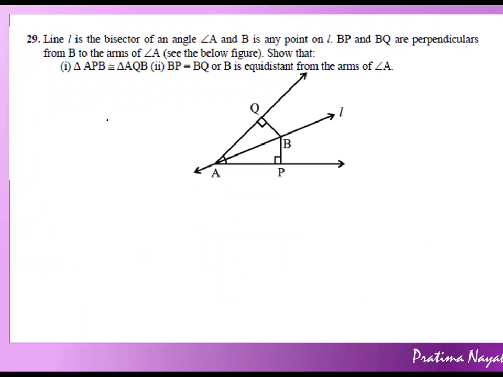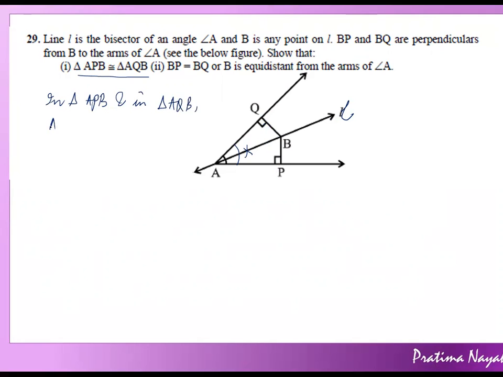Next, the line L. L is the line. It is the bisector of angle A. B is any point on it. BP and BQ are perpendiculars, given at 90 degree, shown in the figure. You have to prove that triangle APB is congruent to AQB. Can you find the answer? In triangle APB and in triangle AQB.